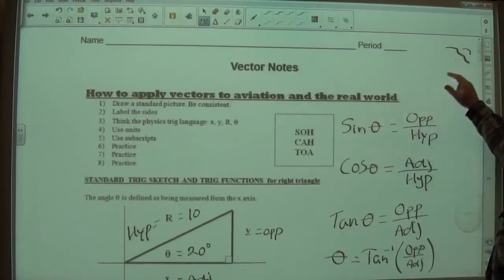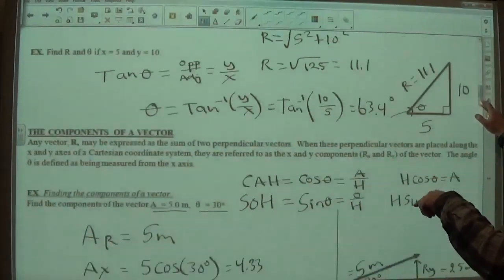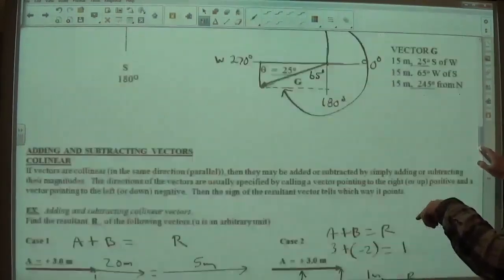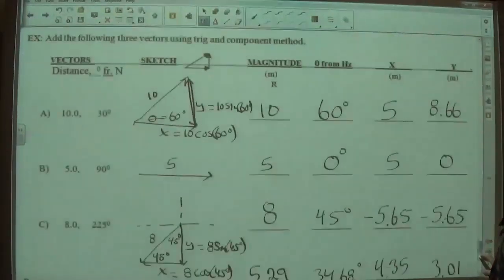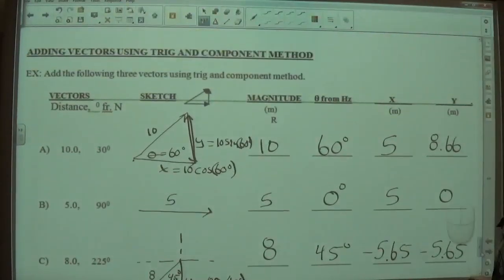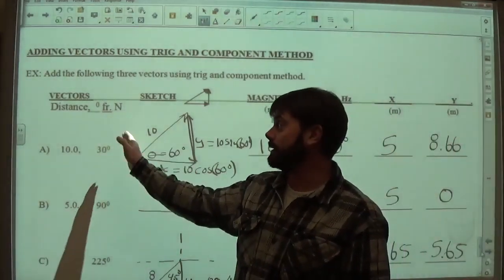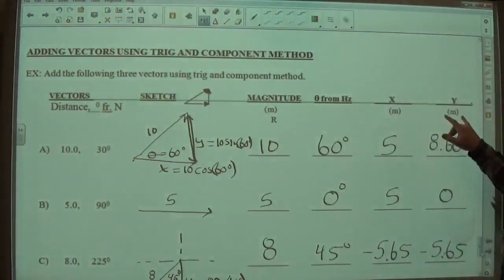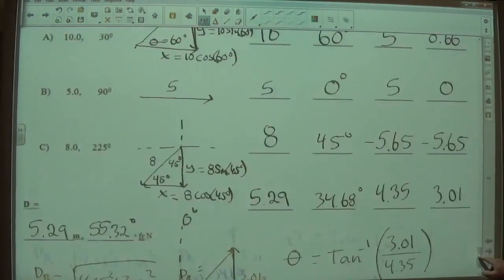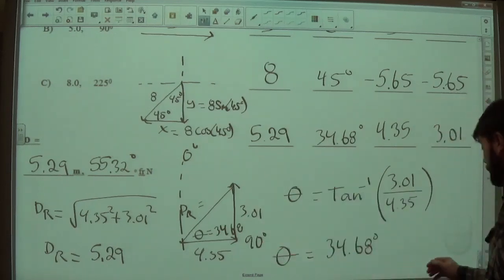We should have done everything from the top of the vector notes: hypotenuses, sine, cosine, tangent, all that stuff, and I think we did all the vector addition. And we should have ended somewhere down here where you were finding vectors with a given magnitude in a direction from north. We're given a bearing and you were finding all the components, adding x and y components together and determining where the resultant vectors were. So this is where we left off from last week.